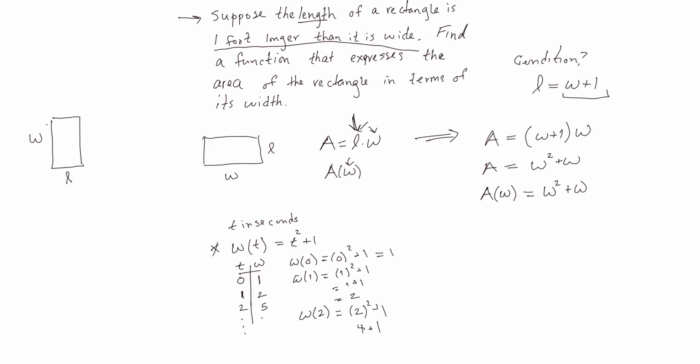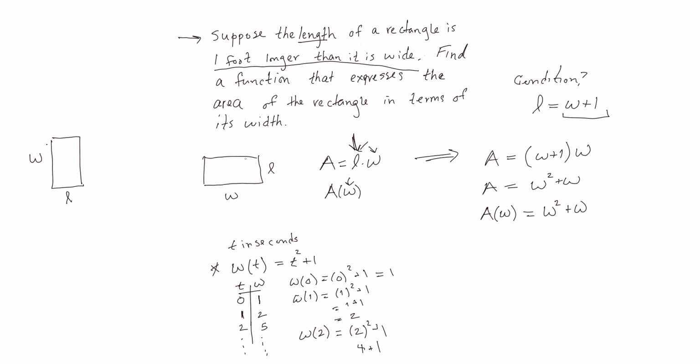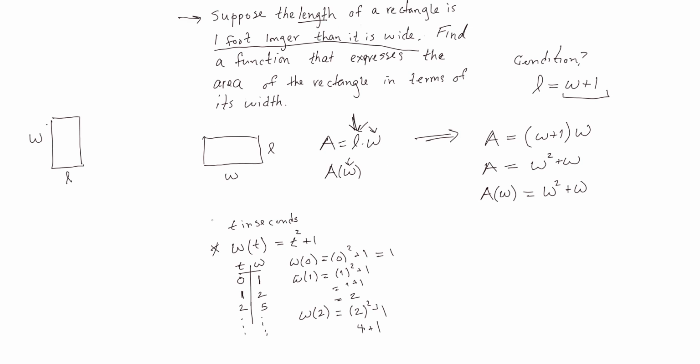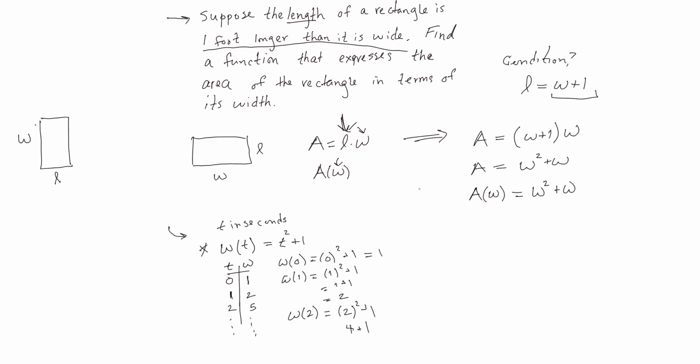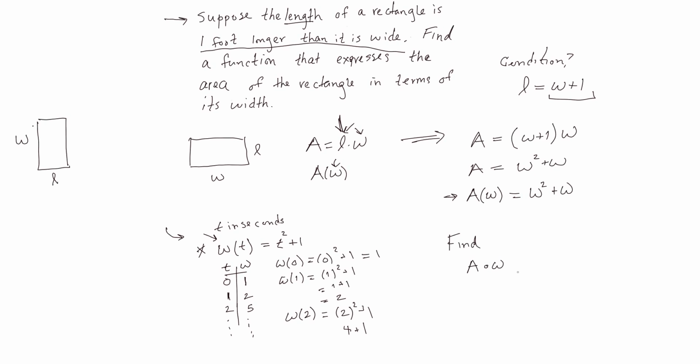And so on. Alright, so this is describing how the width is changing as a function of time. The reason for this extra detail is so that we can think about the meaning of the following. Let's find the area, this area function right here, composed with this width function right here. And we'll think about its meaning.